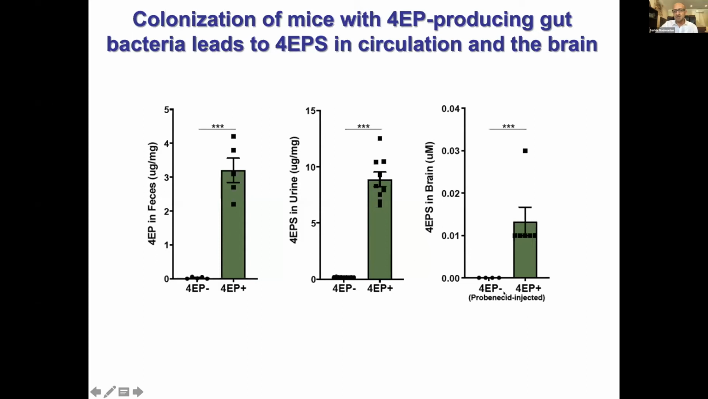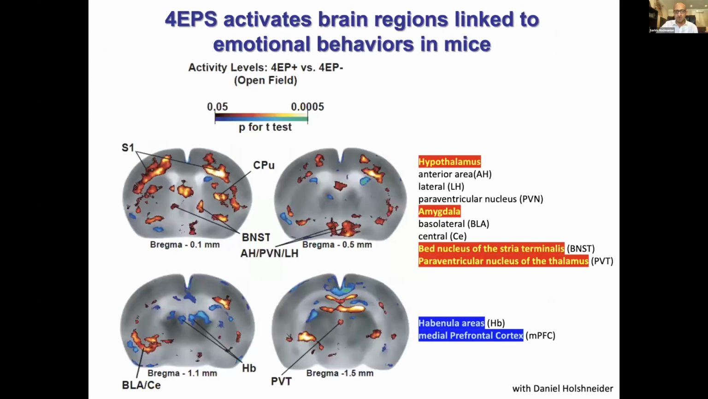And quite intriguingly, if we block the efflux of molecules out of the brain, we can now detect 4-ethylphenyl sulfate in the brains of these mice as well. Again, 4-ethylphenol is produced in the gut, and 4-ethylphenyl sulfate is detected in the brain.